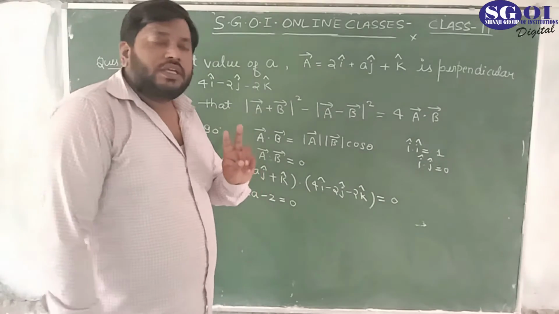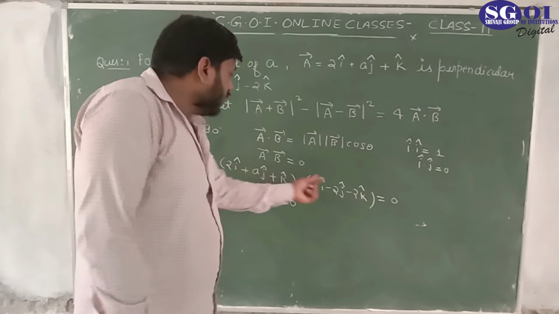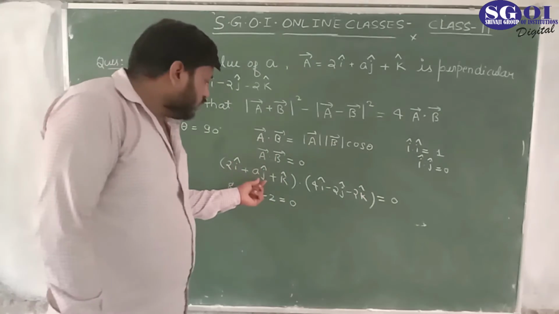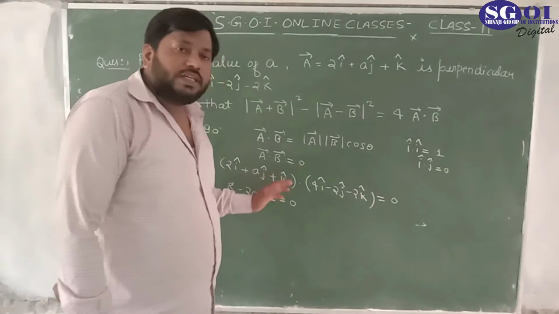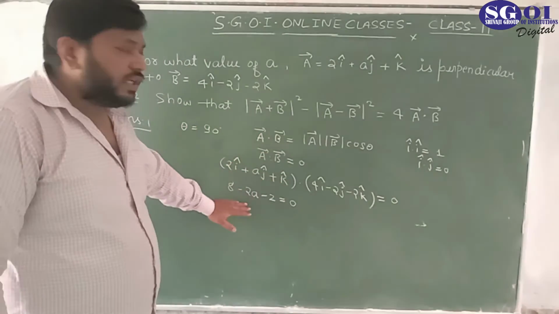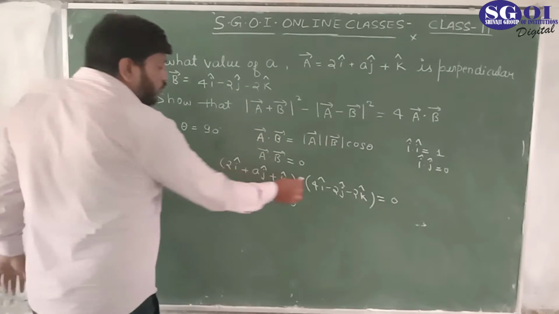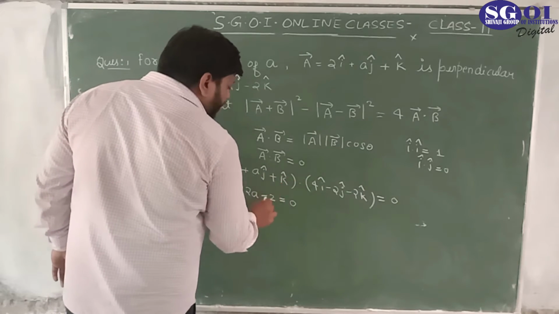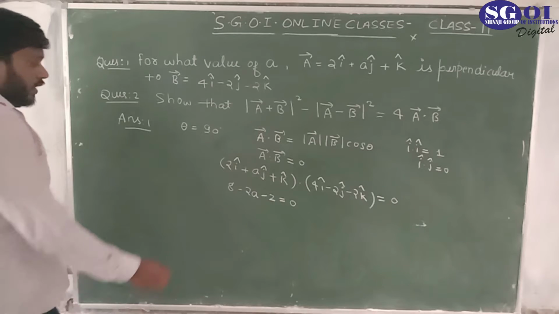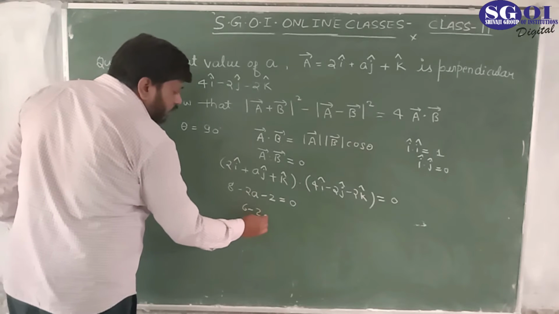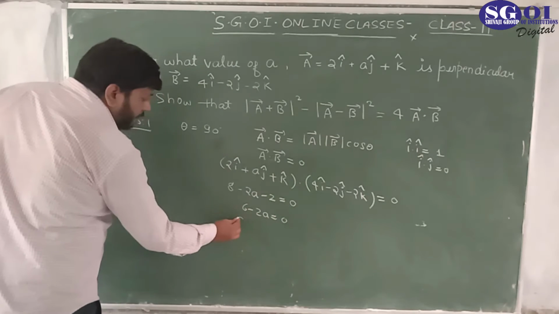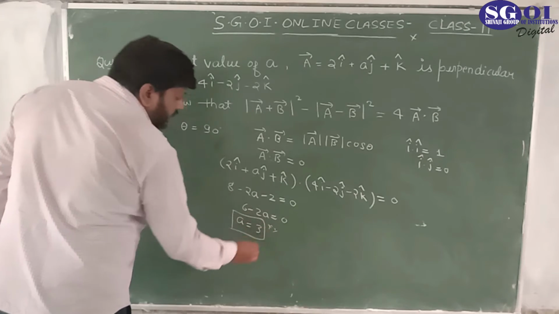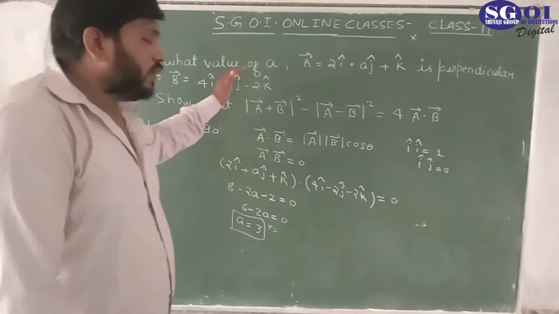We have taken only three terms, i dot i, j dot j, k dot k. The dot of i with the other unit vectors j and k is 0, so we would not consider them because their contribution in the dot product is 0. So 2 4s are 8, a into minus 2 is minus 2a, and minus 2 into 1 is minus 2, equal to 0. 8 minus 2 is 6, minus 2a equal to 0. From here, a equals 6 upon 2, which is 3. So this is the answer of the first numerical problem which you have seen here.